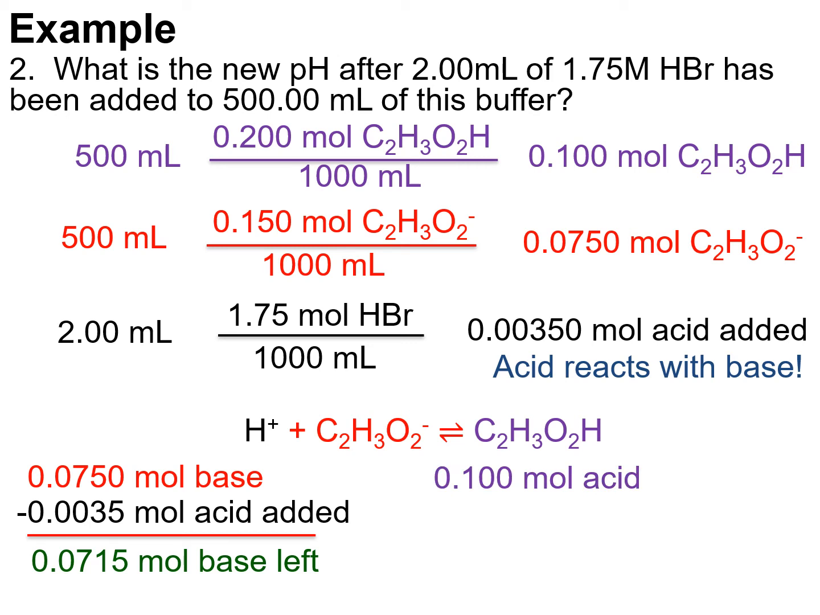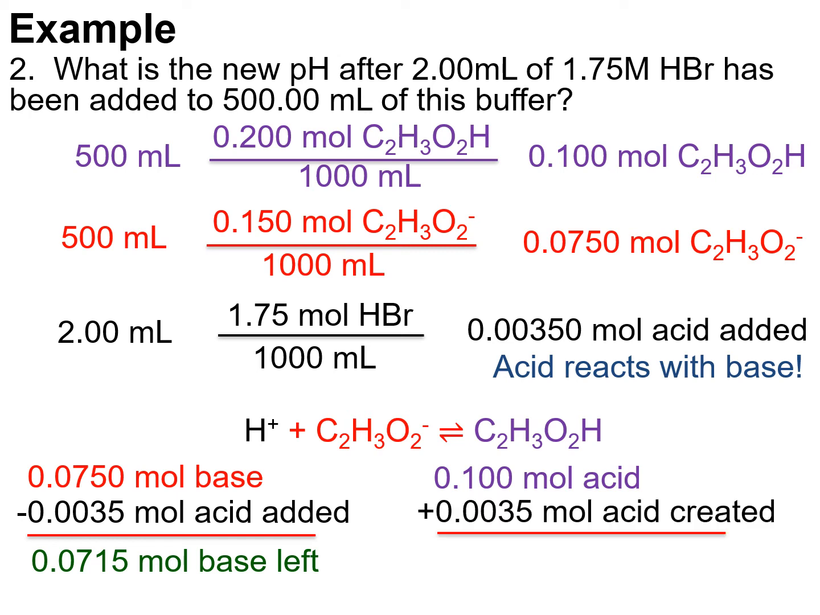So while I started with 0.1 moles, the acid that I've added, the HBr, is going to react with the conjugate base and create additional weak acid. And so I now have two new amounts of how much of my base is left and how much of my weak acid is left. Remember, all of the HBr is gone because it reacted with the base.